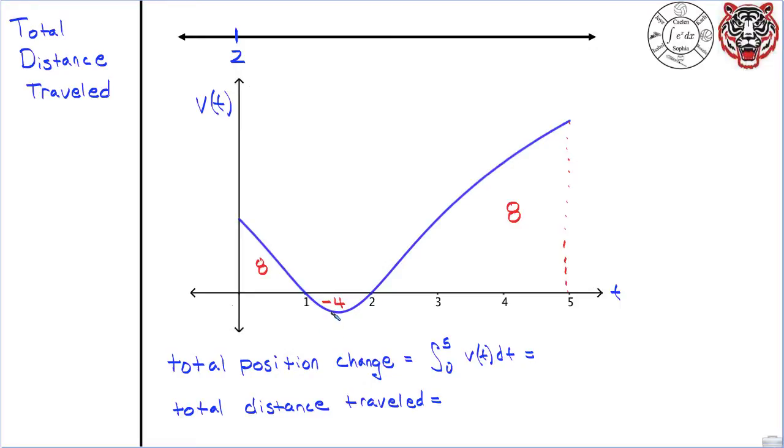So the total position change is what? What numbers do we add together? We just add 8, 4, and 8. So what is the total position change then between 0 and 5 seconds? 12. The way that you get 12 is by doing 8 plus negative 4 plus 8, and you get 12. That is the total position change. But that is different from the total distance traveled.